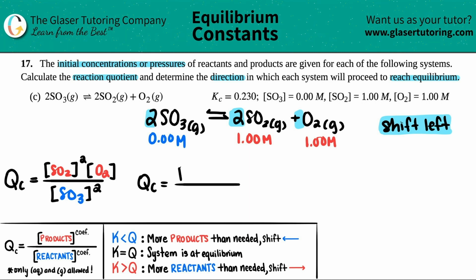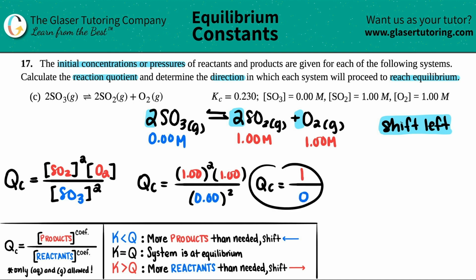So we have 1.00, and maybe I'll put that in red just to keep with the colors. 1.00, close that bracket up, and that's raised to the second times 1.00. So the top, the numerator, is going to be 1, right? And then the bottom looks like it's going to be 0.00 squared, and maybe I'll put that in blue. So we get a QC of basically, this is all 1s, so this would be a 1. And 0 squared is a 0.